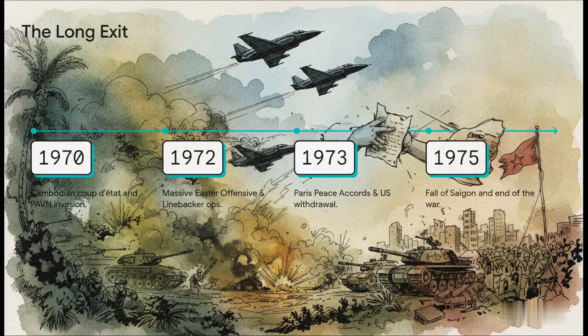By 1973, the Paris Peace Accords are finally signed, allowing the last American combat forces to leave. But the peace was fragile. Weakened by corruption and an economic crisis, South Vietnam eventually collapses, and Saigon ultimately falls to North Vietnamese forces on April 30, 1975. The war was over.